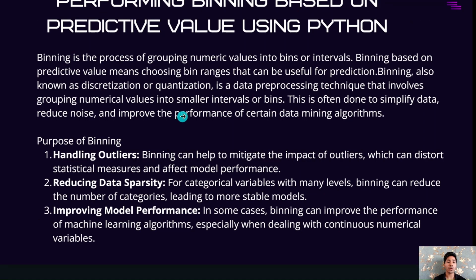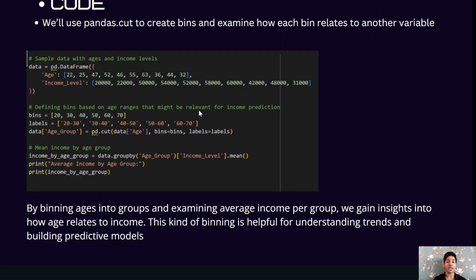So here we have code for performing binning based on predictive values. We will use pd.cut to create bins and examine how each bin relates to another variable. And here we are taking sample data, in which we have a variable data, which is equal to pd.DataFrame, which will arrange these values in the form of two columns, age and income level, in which age will include 22, 25, 47, etc. And income level will include 20,000, 22,000, etc.